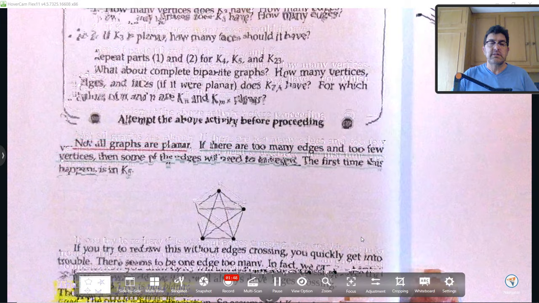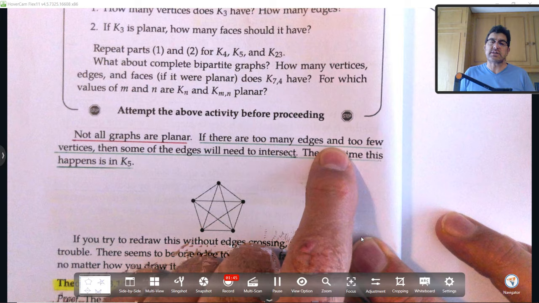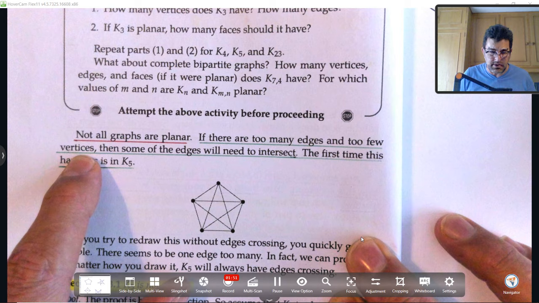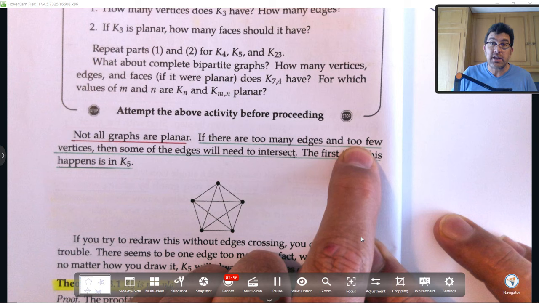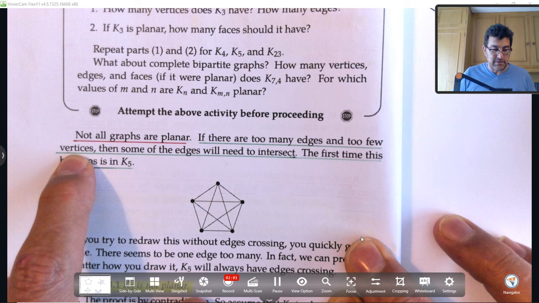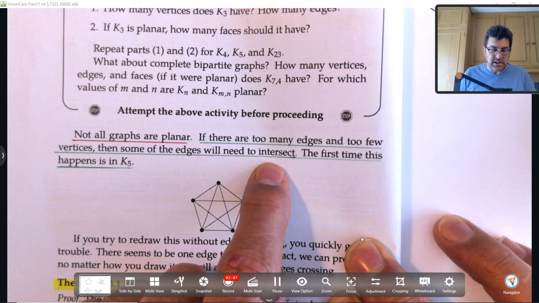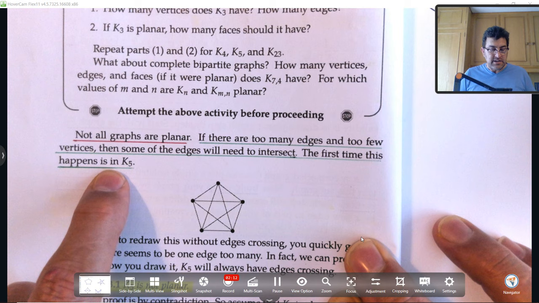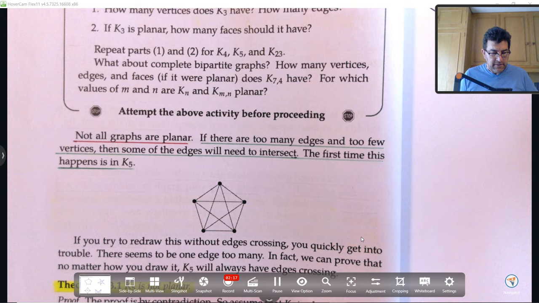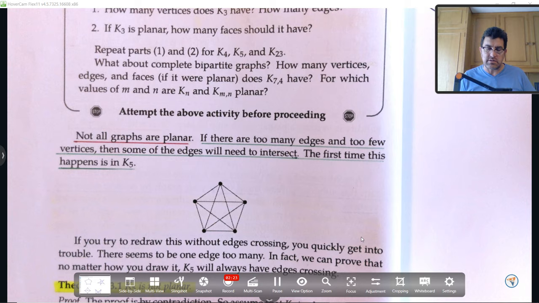Okay, so not all graphs are planar, they say. If there are too many edges and too few vertices, very important, the pigeonhole principle. There's too many edges, meaning too many pigeons, and too few vertices, too few holes, the pigeonhole problem, then some of the edges will need to intersect. The first time this happens is in the K5 graph. Now we're going to talk about that later on. So if you try and redraw the K5 graph, a complete connected graph, in such a way that it does not have edges that intersect.